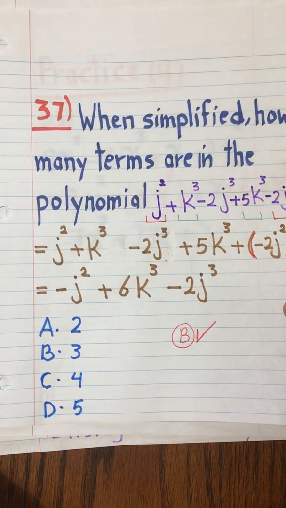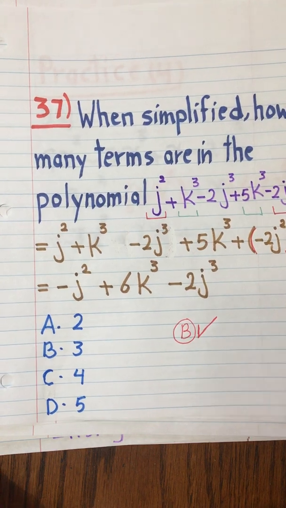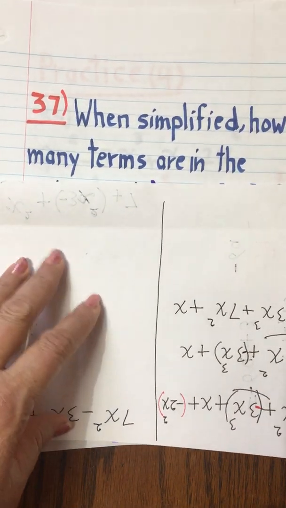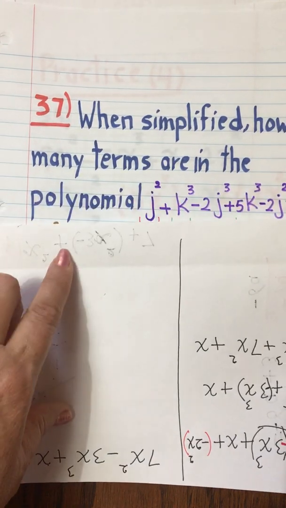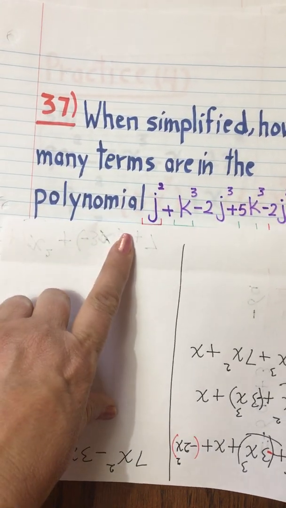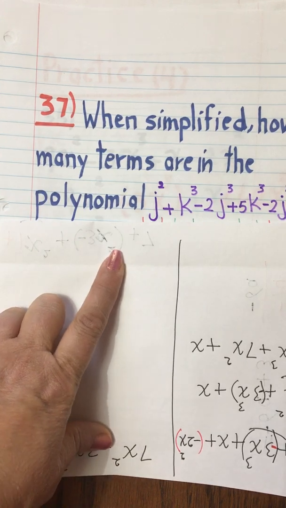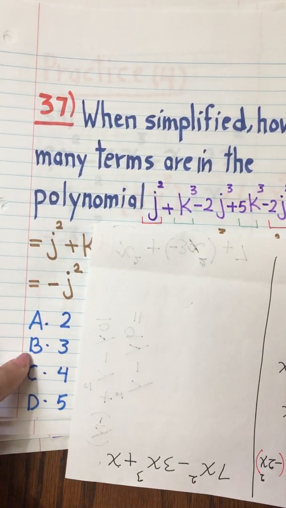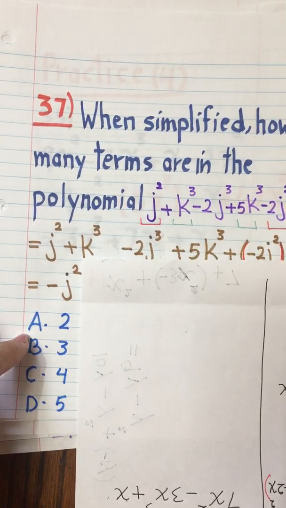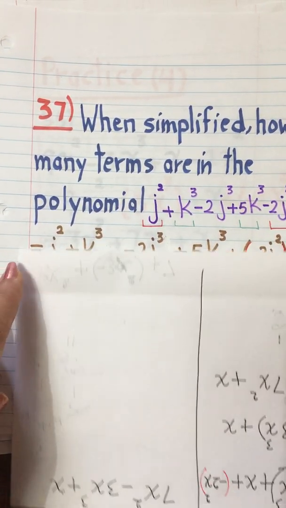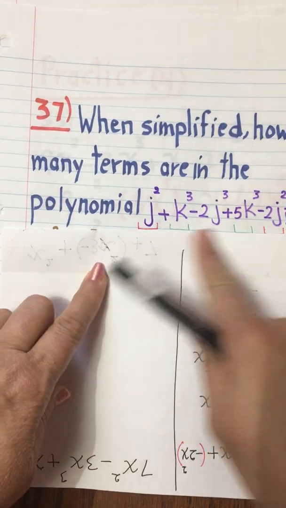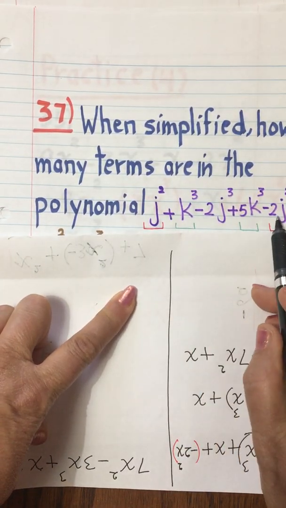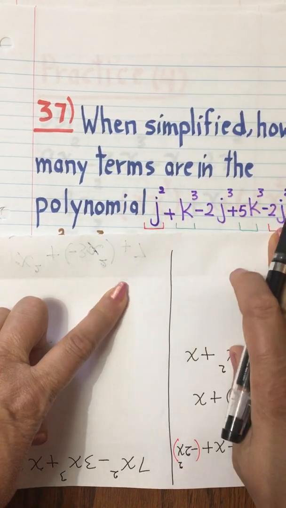So 37, when simplified, how many terms are in the polynomial? So let's see. How many terms do we have? We have A, B, C, D. Let's simplify the polynomial first. So 1, 2, 3, 4, 5. I have 5 terms now.